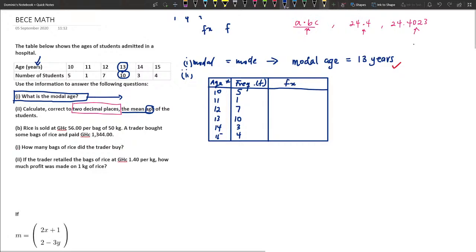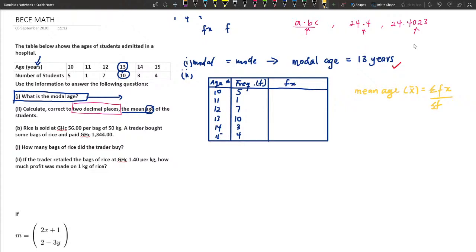But before we find our fx, I want us to state the formula for finding the mean age. The mean is x with a dash on top of it. That's the symbol for it. And the formula is sigma fx over sigma f. Which means frequency multiplied by the age should give us fx. So we'll do that calculation on the side, and then we'll get all those values.